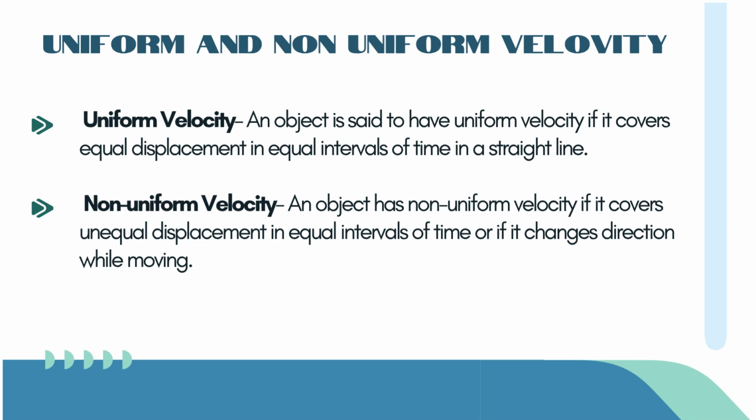Let's talk about uniform velocity. If an object covers equal distance in equal time, say, a car moving at 60 km per hour, it has uniform velocity. But if the object changes speed or direction, like slowing down for a traffic light, that's non-uniform velocity. This difference matters when designing or troubleshooting machines.